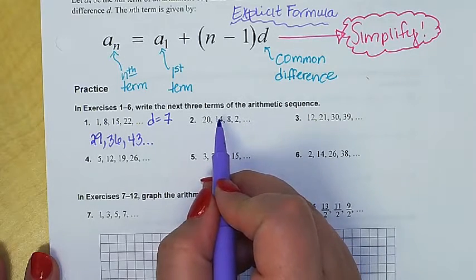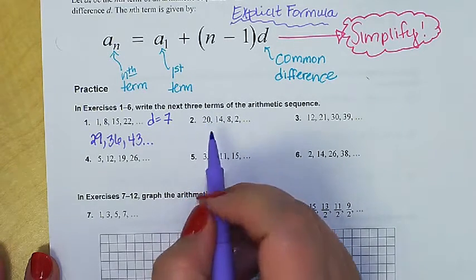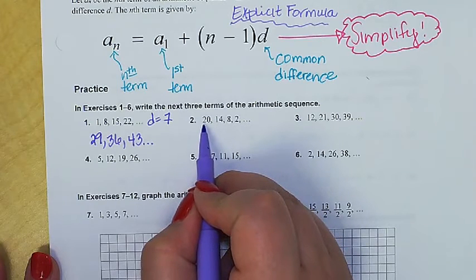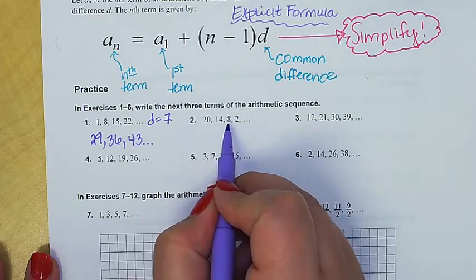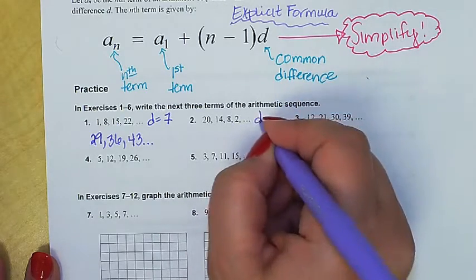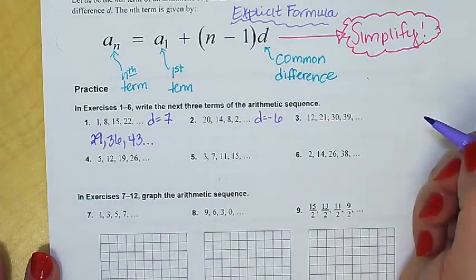We can still find it by subtracting the new minus the previous. So 14 minus 20, that's negative 6. 8 minus 14 is negative 6. 2 minus 8 is negative 6. So our common difference here is negative 6.